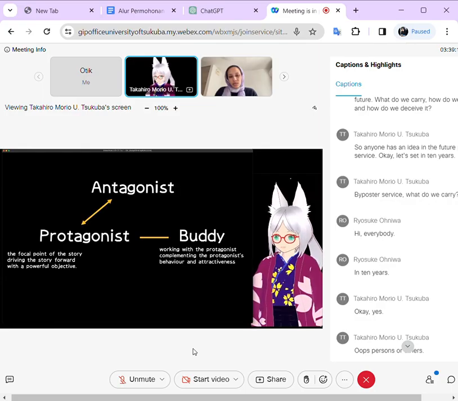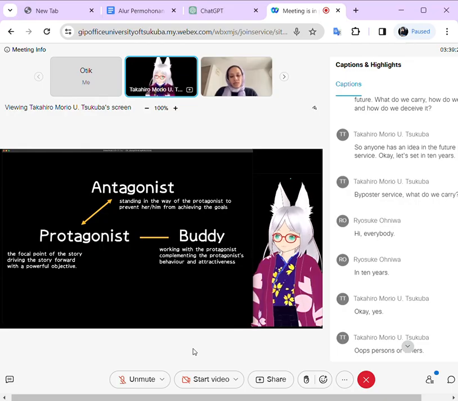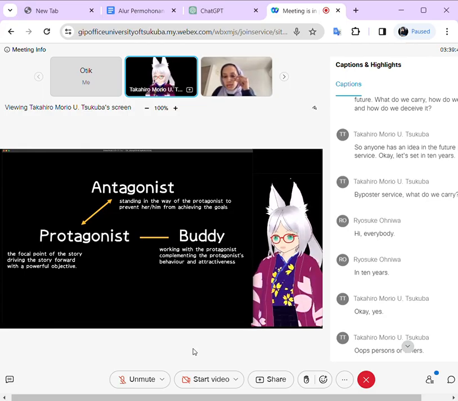The third one is the antagonist. The antagonist stands in the way of the protagonist to prevent her or him from achieving the goal. A stronger antagonist will make the story very interesting, because the protagonist has a challenge to overcome and defeat the antagonist.